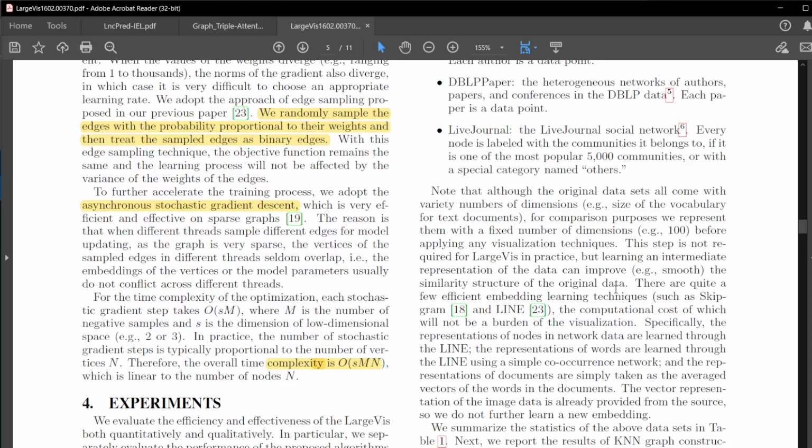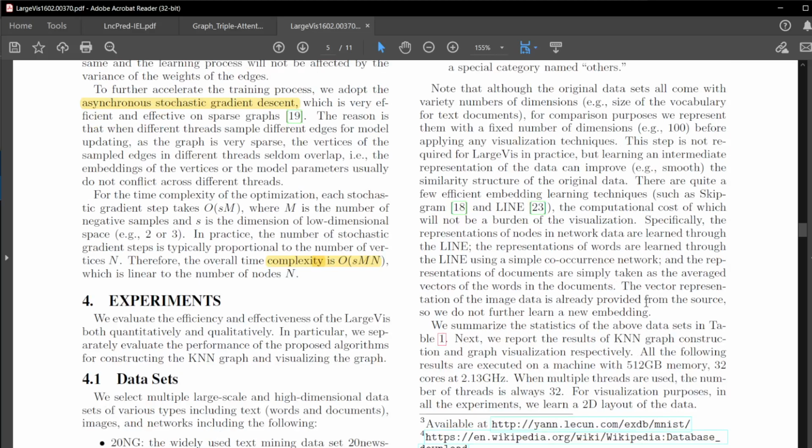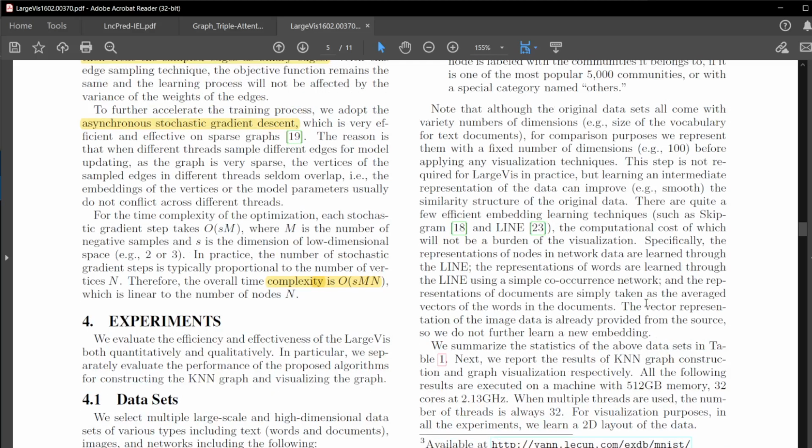Specifically, the representations of nodes in network data are learned through LINE, the representations of words are learned through LINE using a simple co-occurrence network, and the representations of documents are simply taken as the averaged vectors of the words in the documents. The vector representation of the image data is already provided from the source, so we do not further learn a new embedding. We summarize the statistics of the above data sets in Table 1.